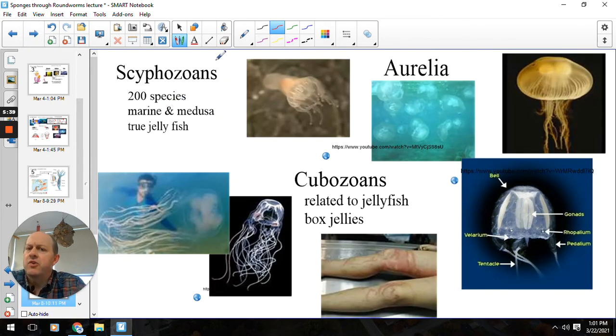Scyphozoans are going to be kind of our true jellies, and notice our species number is way down. So the majority of our Cnidarians are definitely not what we would think of as true jellyfish. These are going to be mostly saltwater and mostly spending their time in the medusa stage, so they are going to be floating around.